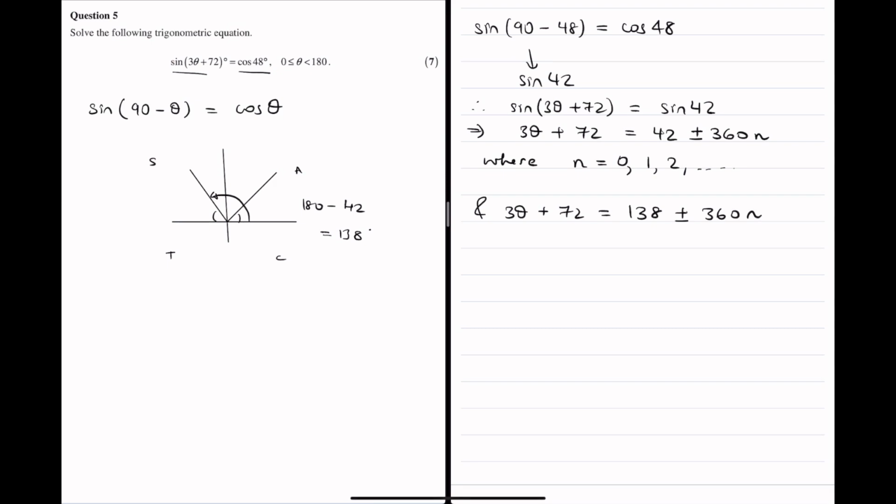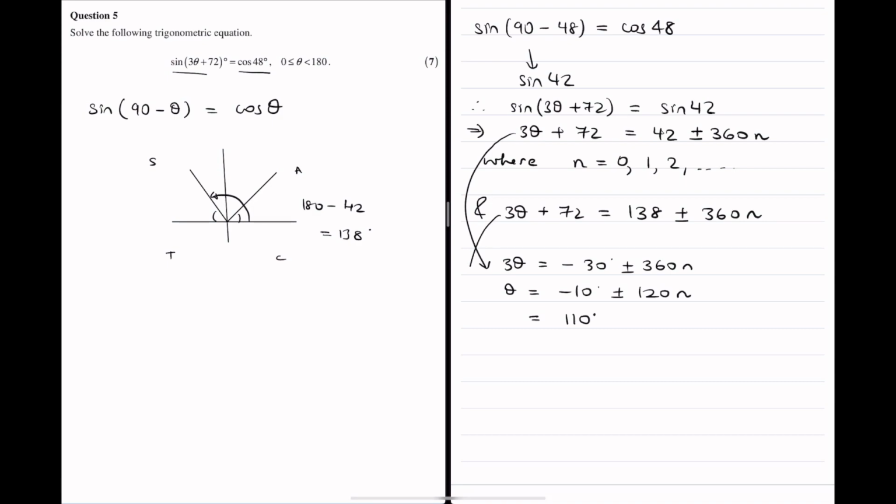So let's talk about the first one and rearrange to make theta the subject. So it will be minus 30 plus or minus 360n. Dividing both sides by 3 will give me something like this. And this will further give me 110 degrees if I was to take 10 away from 120.